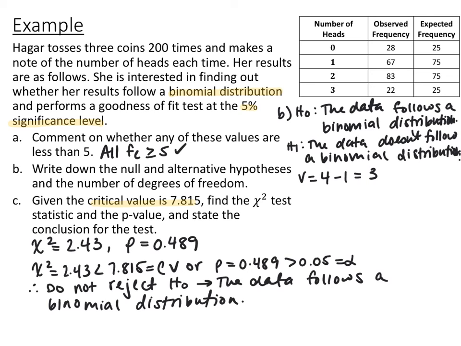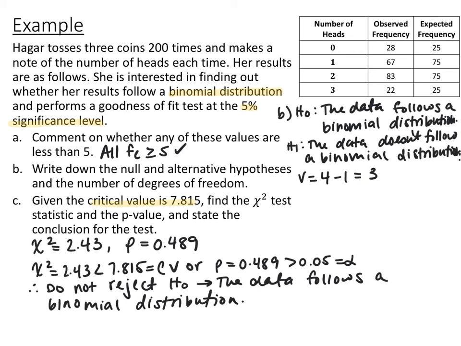Just kind of an eyeball test here. When you're looking at this, your observed frequencies are pretty close to your expected frequencies versus the previous example. You had one where your observed frequency was over 100 and your expected frequency was 30. So you can kind of get an idea of how close your observed frequency is versus your expected frequency, and that's what these tests are looking at.